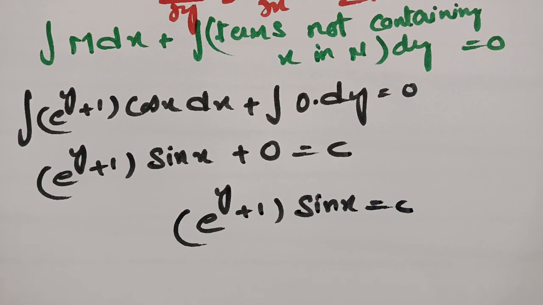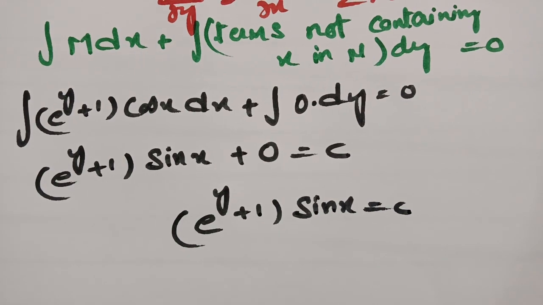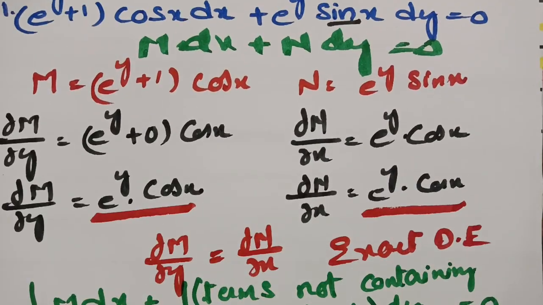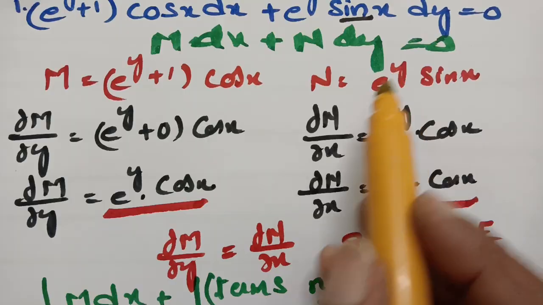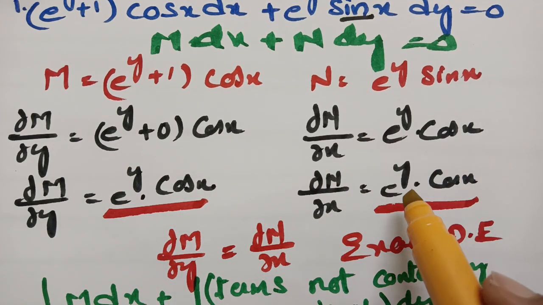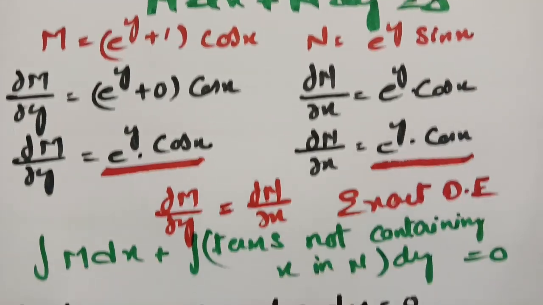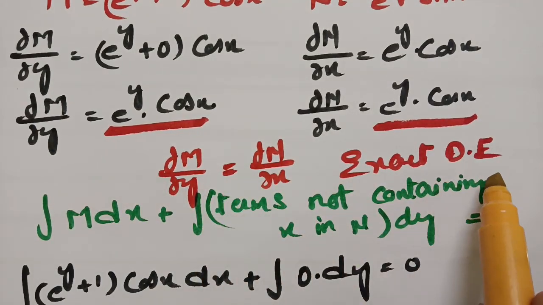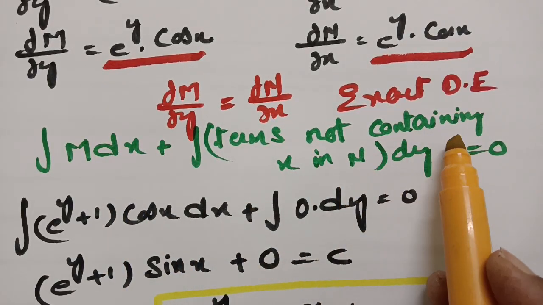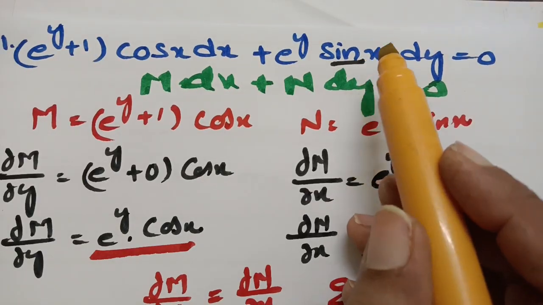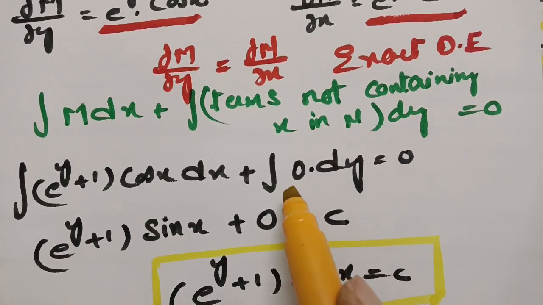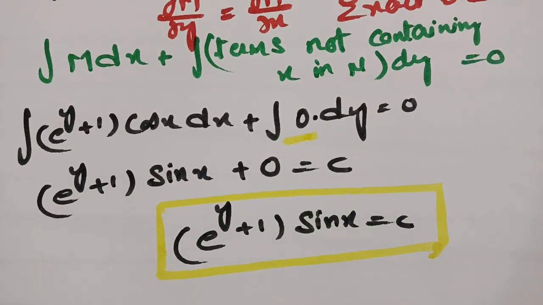This is a solution for the exact differential equation. This is how we have to find out. First of all, we have to select M and N. We have to make a derivative with respect to y for M, and we have to make a derivative with respect to x for N. And if both are equal, we say that it is an exact differential equation. And this is the formula, the terms not containing. So here there is a term containing x, and therefore there are no terms which are not containing x, so I kept 0 here, and this is the final answer.